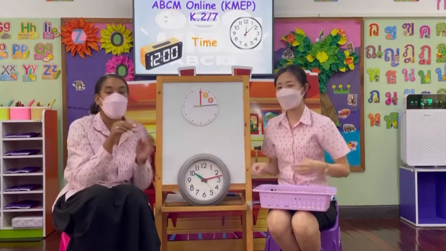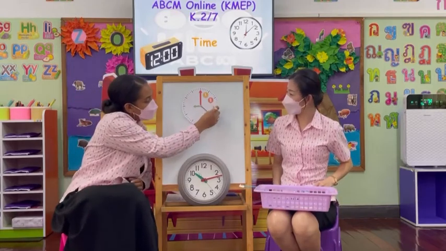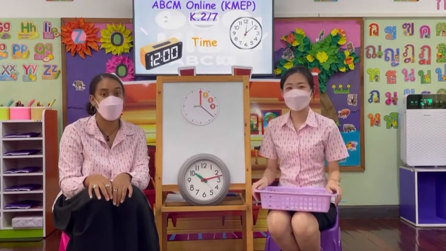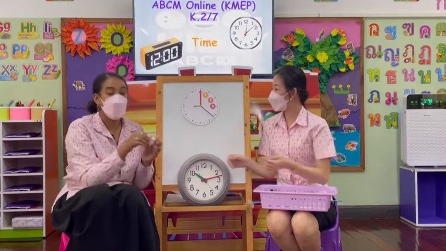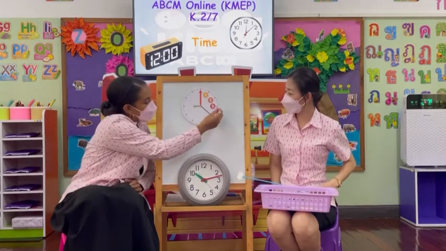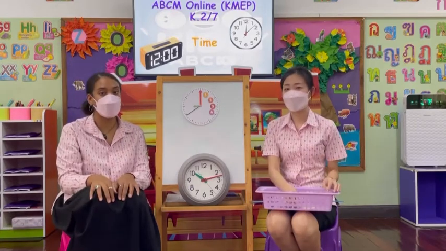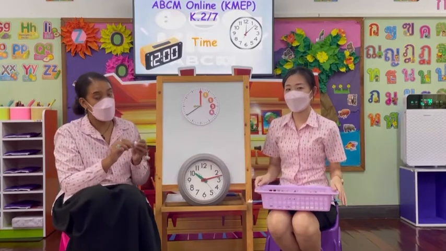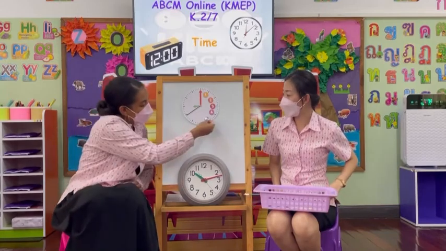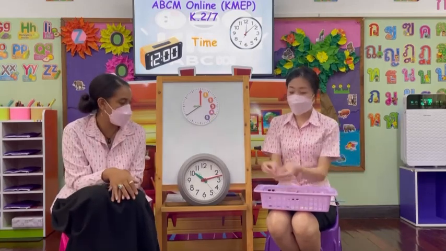Okay, what's next? Ta-da! Three. So we're going to look at our clock and see where is the number 3. Three. Okay, what's next? Ta-da! Four. So look at our clock. Where is the number 4? There it is. Four. Okay, what's next? Ta-da! Five. So let's look at our clock face and see where is the number 5? There it is. Five.